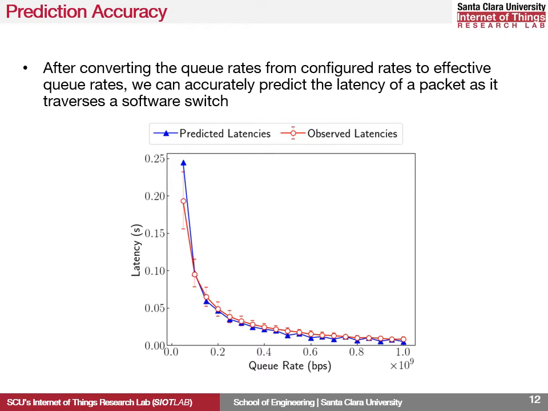The blue markers represent our predicted latencies that are calculated from observed throughputs and effective queue rates, while the red markers are the actual observed latencies of packets in a flow. As we can see, our predicted and observed values for latency are very closely aligned. This demonstrates that our methodology for latency prediction is valid for a real-world bandwidth sliced system.